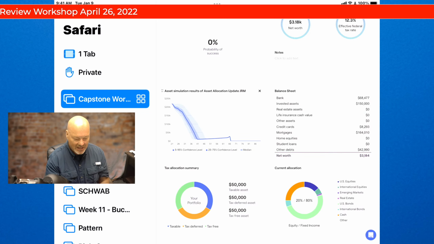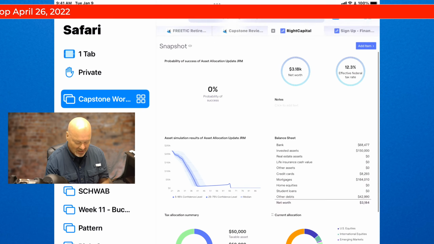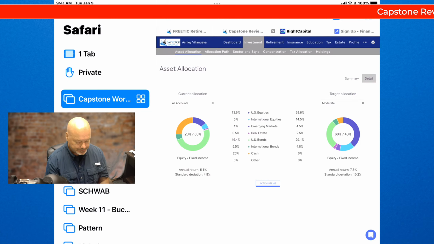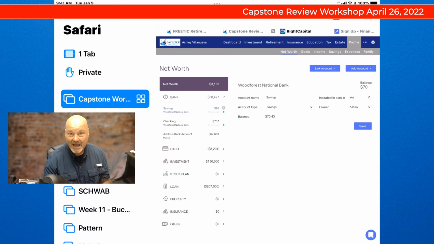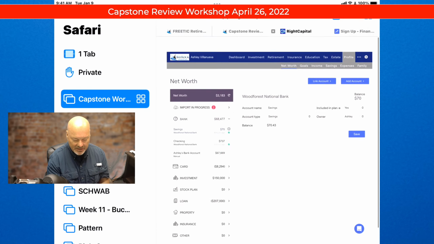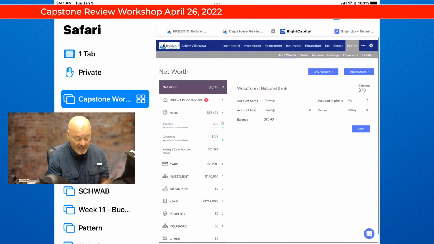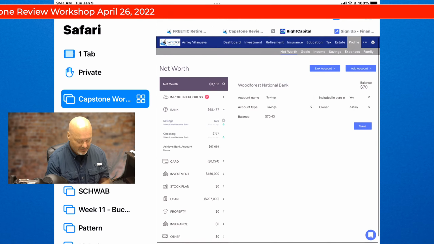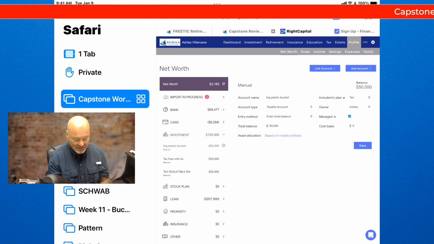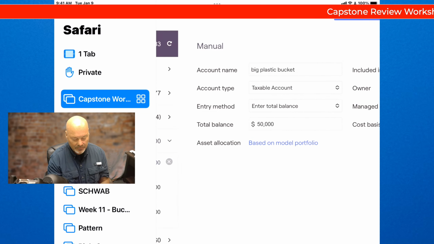But the question is, how do I change my asset allocation? And you would think you could go to investments to do that, but it doesn't work that way. So Ashley, the answer to your question is you go to your actual investments. So I just clicked on profile, and you can see there that I go to net worth and it shows all of the investments. So I can click on this investment and I can see these three types of accounts that you set up. So if I go to the big plastic bucket, you see there that it's the asset allocation inside of this investment.